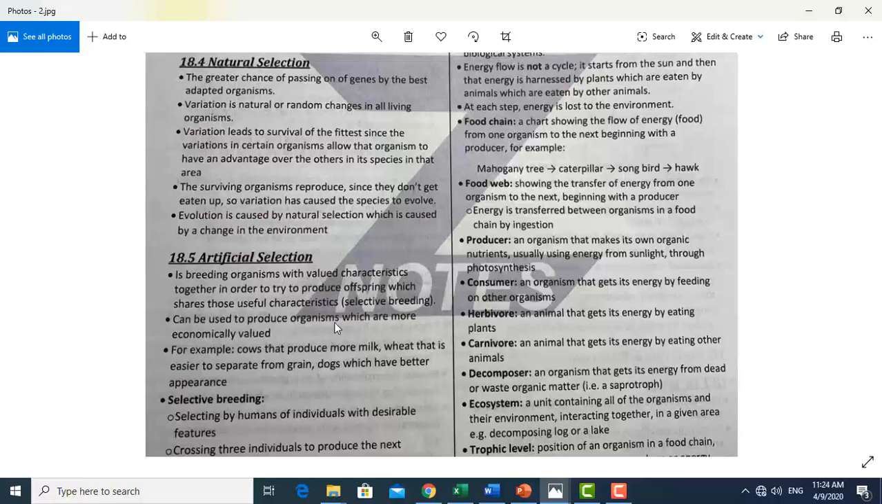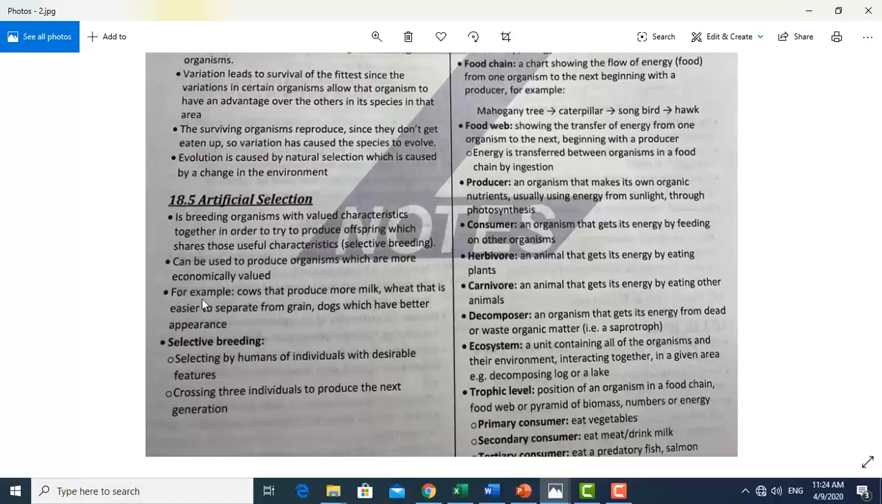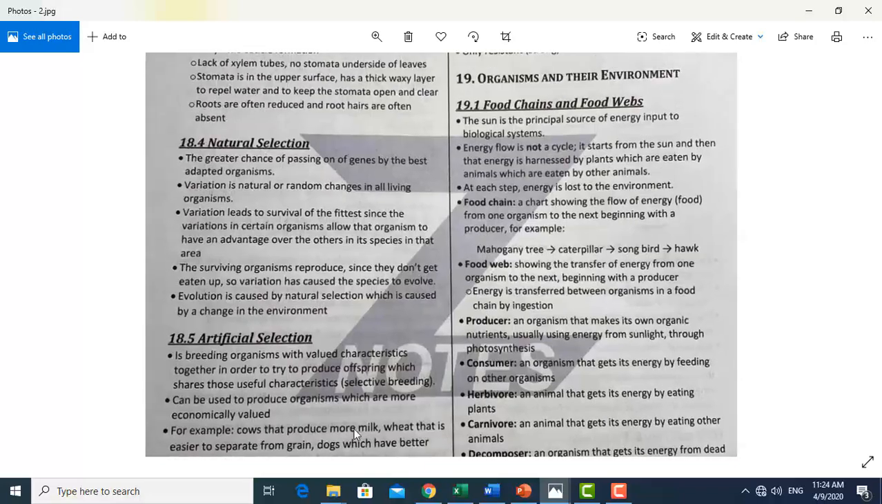It can be used to produce organisms which are more economically valued. For example, cows that produce more milk, wheat that is easier to separate for grain, dogs which have better appearance. The selective breeding here is selecting by humans of individuals with desirable features, crossing those individuals to produce the next generation.